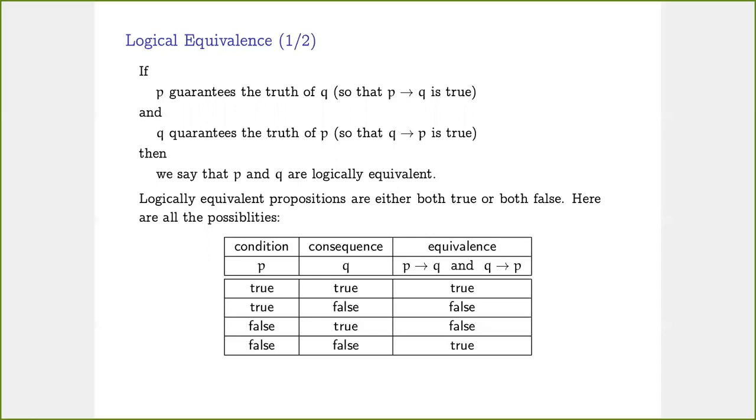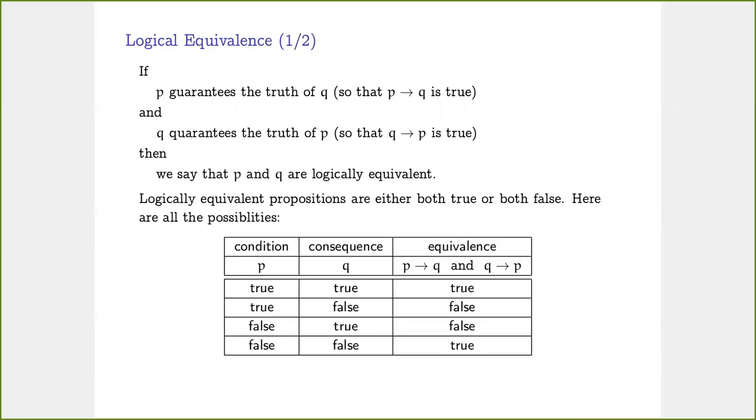Logical equivalence requires that both of these implications be true, and that's not the case in the second row. Similarly, on the third row, P does imply Q, according to the table in the previous slide, so P implies Q is true because P is false. On the other hand, Q implies P is not true, because that's the case when the condition Q does not guarantee the truth of P. So the second implication, Q implies P, is false in the third row. So in both those cases, second and third rows, the equivalence is false.